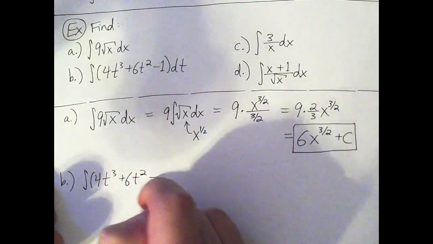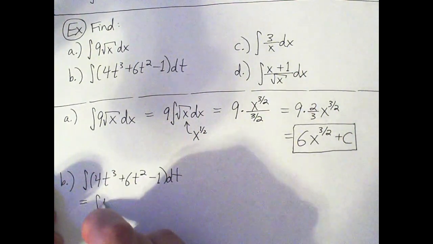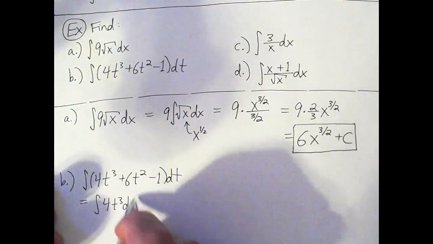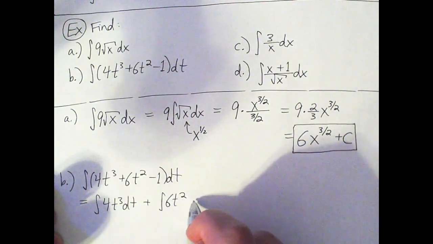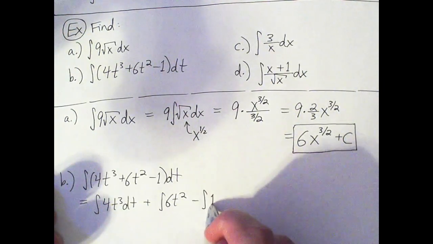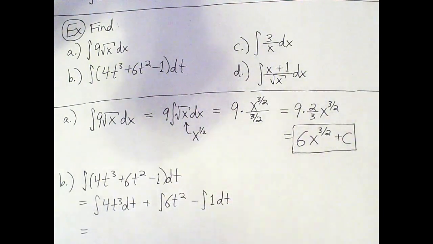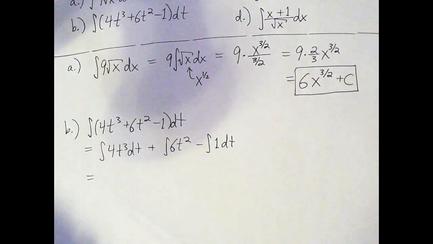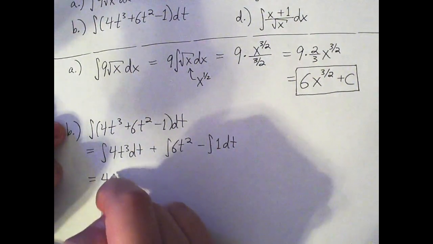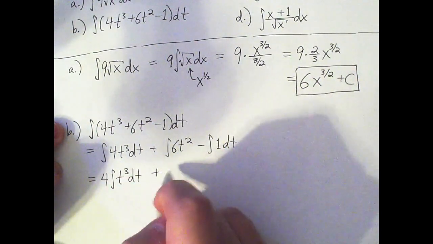So here's the problem. I'm writing it again. And you could split this up into the integral of each part. We could have a minus here, 1 dt. And maybe you don't need to write as much as I'm writing for this one, but it's kind of new to us, so I thought I would write all these steps. You could pull the 4 out, you could pull the 6 out.